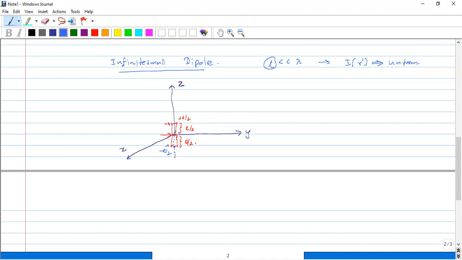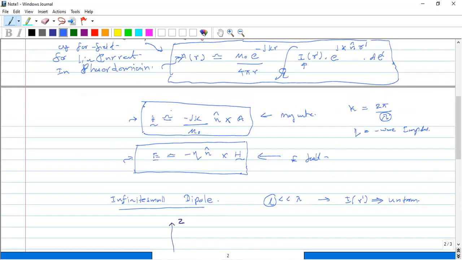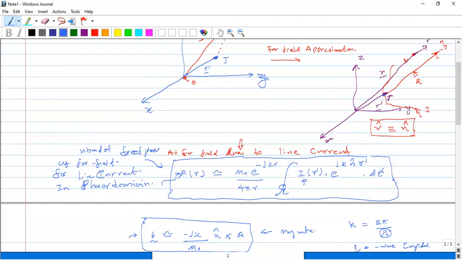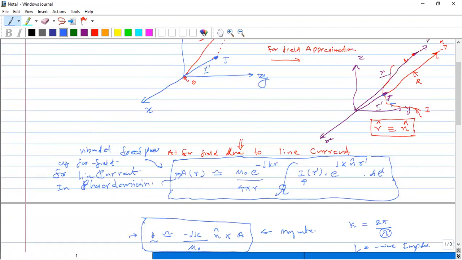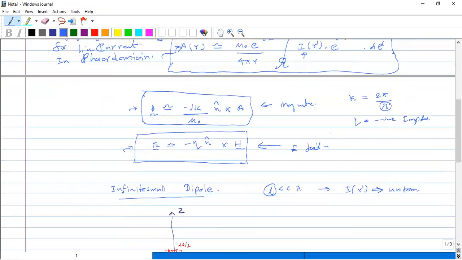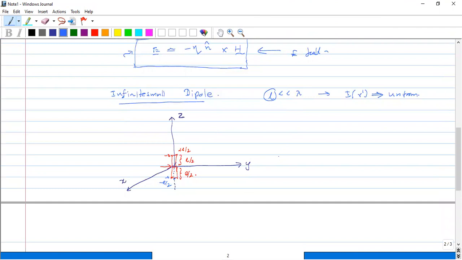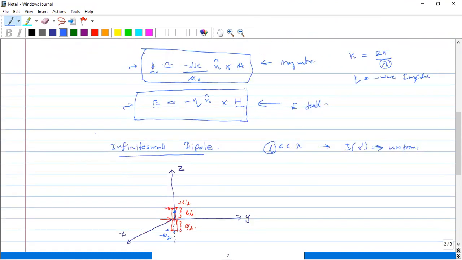So now this is your current distribution. This is the line, the current carrying conductor. Now this one is just a simple line along the Z axis. You can consider any position on it.